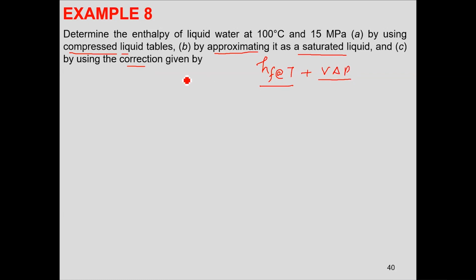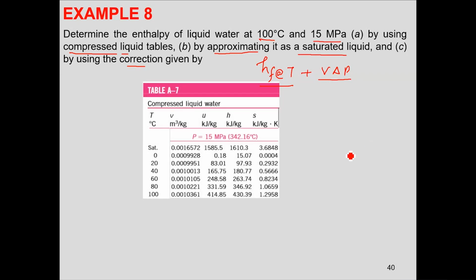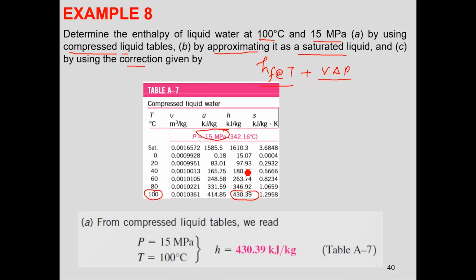So the first one is your liquid is at 100 degrees centigrade and your pressure is 15 megapascal. If such is the condition, you will just go to the compressed liquid table, which is table A7, at 15 megapascal, 100 degrees centigrade. Your enthalpy value is 430.39. It's simple enough from the compressed liquid tables.